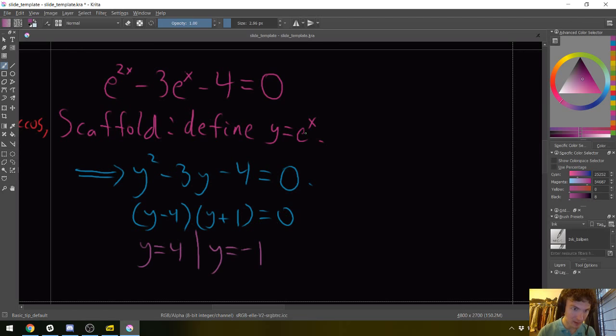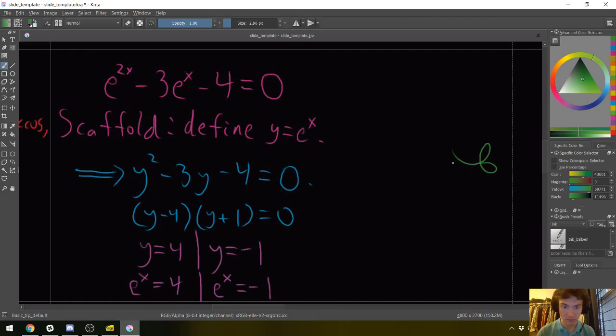So I'm going to replace, using the original definition, y equals e to the x. e to the x equals 4, so I'm just rewriting the solution for y in terms of e to the x, and e to the x equals minus 1. So are both of these solutions valid, or is one of them spurious?